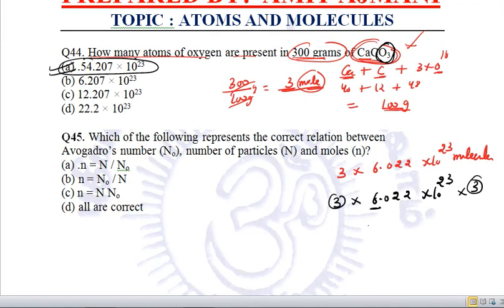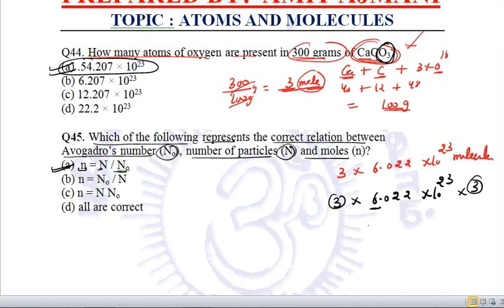Next question, and the last question of this chapter is, which of the following represents the correct relation between Avogadro number N0, number of particles N, and moles? n, that is number of moles, is equal to number of particles divided by Avogadro number? Yes. This first one in itself is the right answer, that number of moles is equal to the number of particles divided by Avogadro number. Clear? So this is all about atoms and molecules.